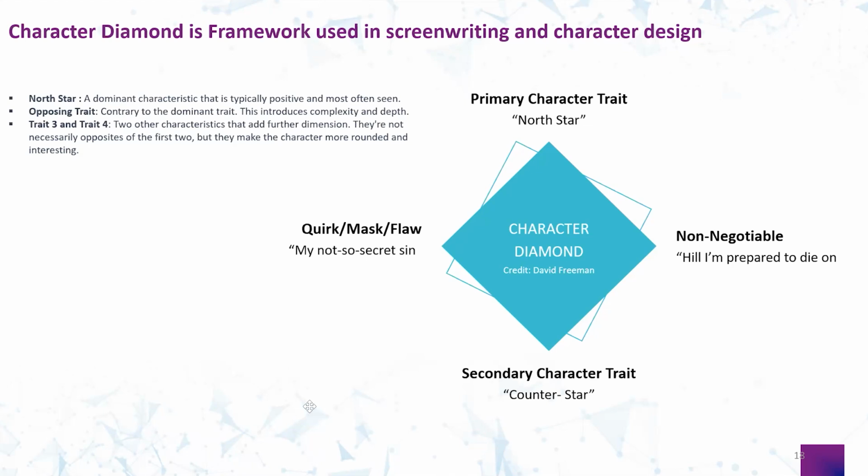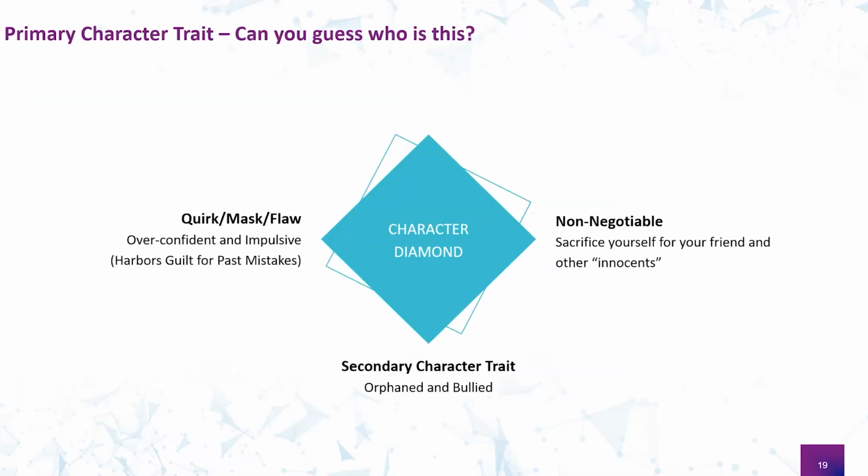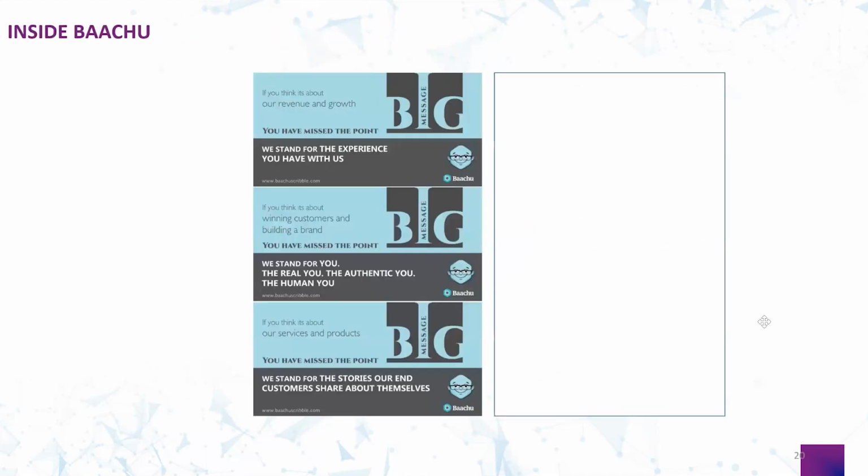But rather than talk about B2B, look at person to person. If there is C to C, how does it work for you? So this is a test for you. See whether you can find it. It's a character. I've taken the primary trait. If I say that, you will know. Secondary trait: this person was orphaned and bullied. Non-negotiable: he always stands up for his friends and other innocents. But on the other side, he's overconfident and impulsive. Who is this person? I'll leave it to you to find out.